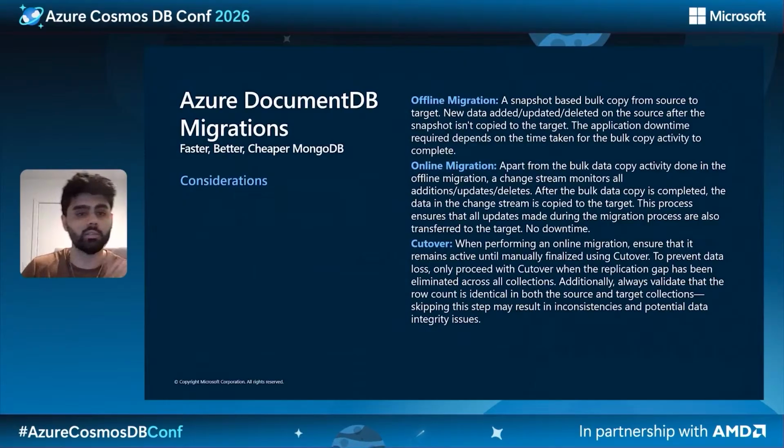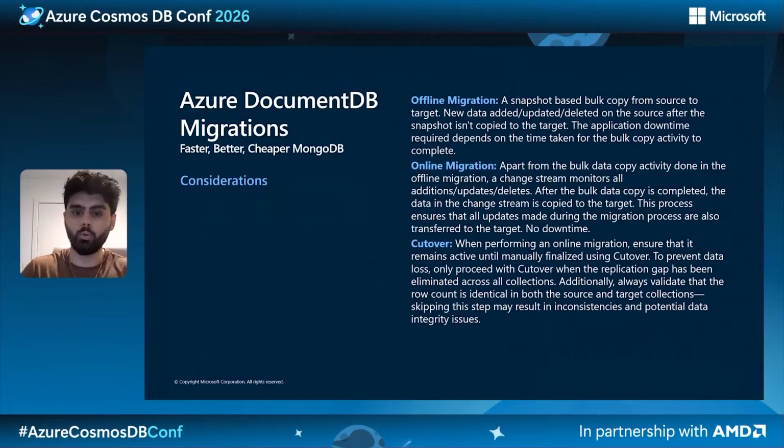But for that exact reason, we have online migration, where apart from the bulk copy activity done in offline migration, a change stream monitors all the additions, updates, and deletions that have happened once the bulk copy has started. And it remembers all that information. And once that information has been migrated to Azure Document DB, it applies whatever updates and deletes have been done since the migration started.